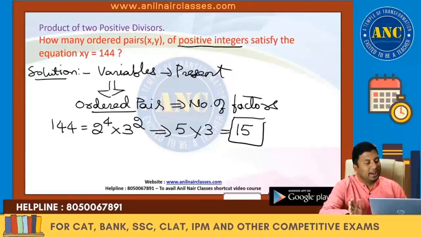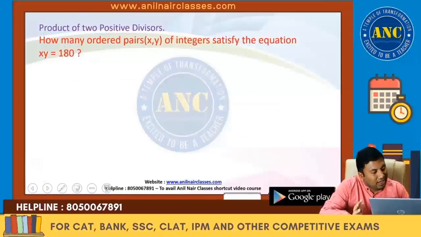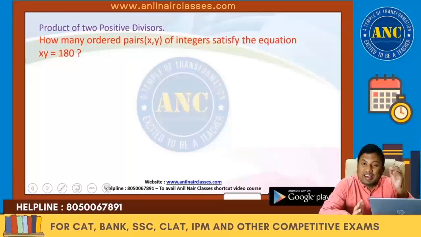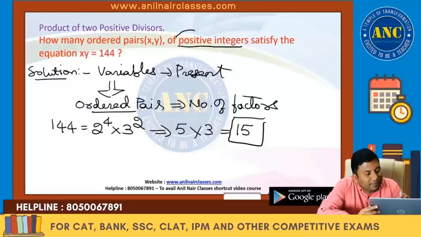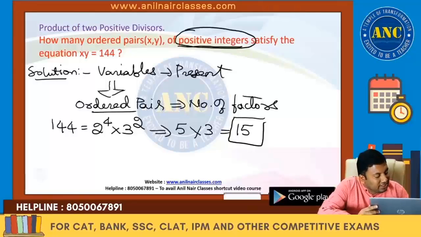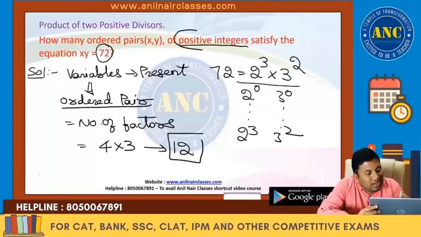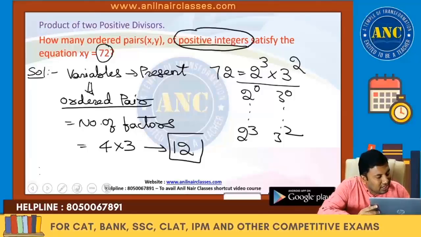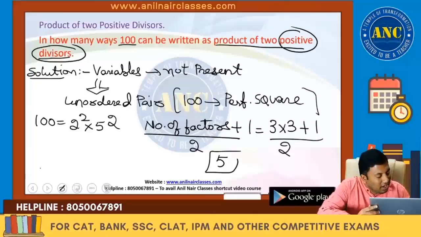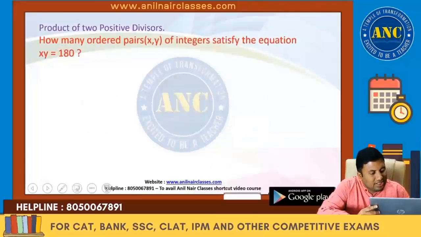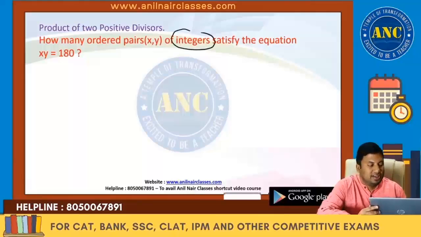I hope the idea is clear, right? It does not matter whether it is a perfect square or a non-perfect square. A slight change in the question. See the previous question, it was positive integers. Now, I changed the question. It is integers. A very small change.